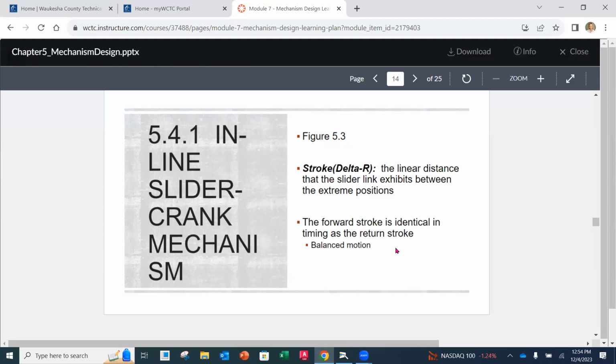Now, on an inline slider crank mechanism, that forward stroke is going to be identical in timing to the return stroke. So you can actually do work in both directions. You don't have to try to go back faster. A quick return assumes there's no work done on that return, so it tries to minimize the amount of time we take to do it, where it slows down the work cycle, the work side of things. This is also called symmetrical or balanced motion, right?